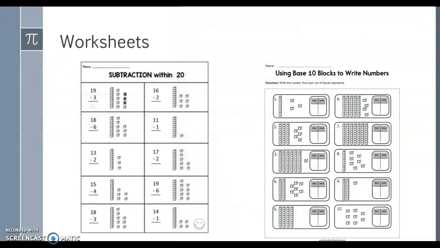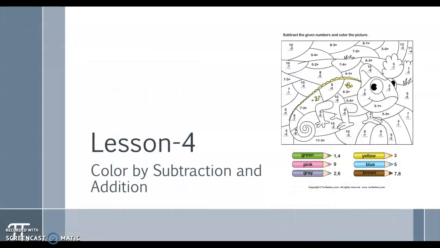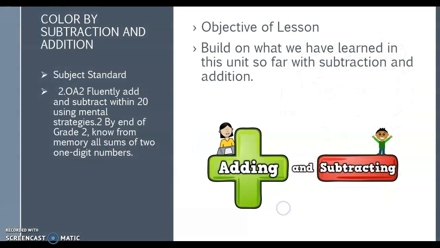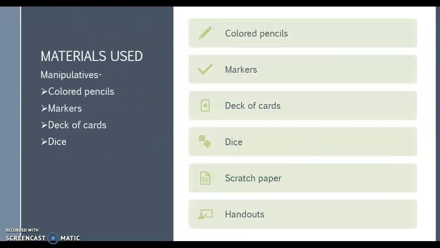So these are the worksheets that we did. Subtraction within 20 and using base 10 blocks to write numbers. So lesson 4. This is color by subtraction and addition. I think this is a really cool lesson. These are my subject standards and my objective to build on what we've learned in the unit so far with subtraction and addition. And then these are the materials and manipulatives I'm going to be using throughout the lesson.